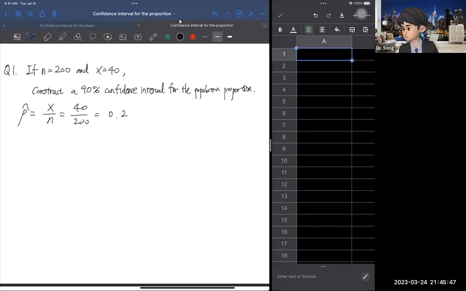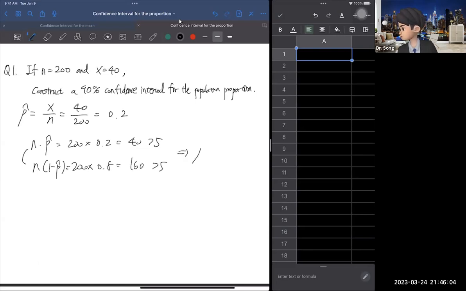Then we go one step further. We want to construct the confidence interval, but we need to check the condition. n times P hat is 200 times 0.2, which is 40, greater than 5. n times 1 minus P hat is 200 times 0.8, which is 160, greater than 5. And we can say this P hat follows a normal distribution. Based on that, we want to construct a 90% confidence interval.